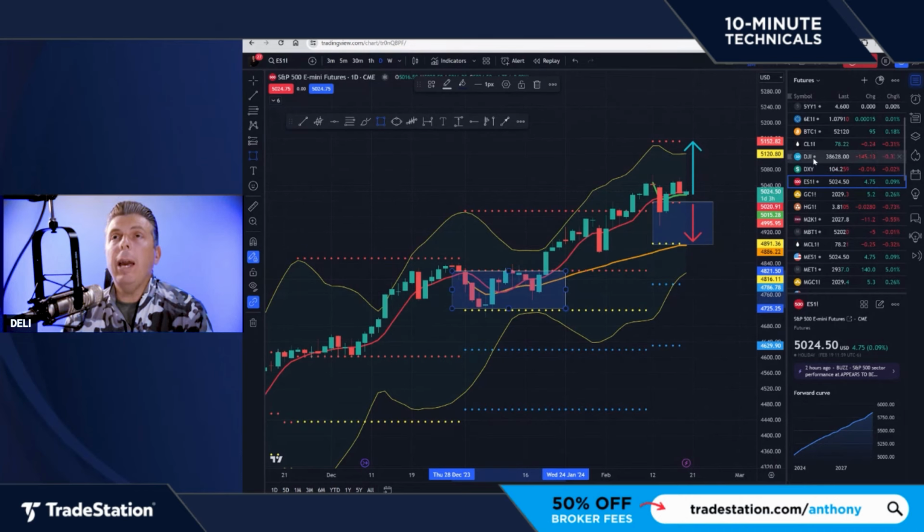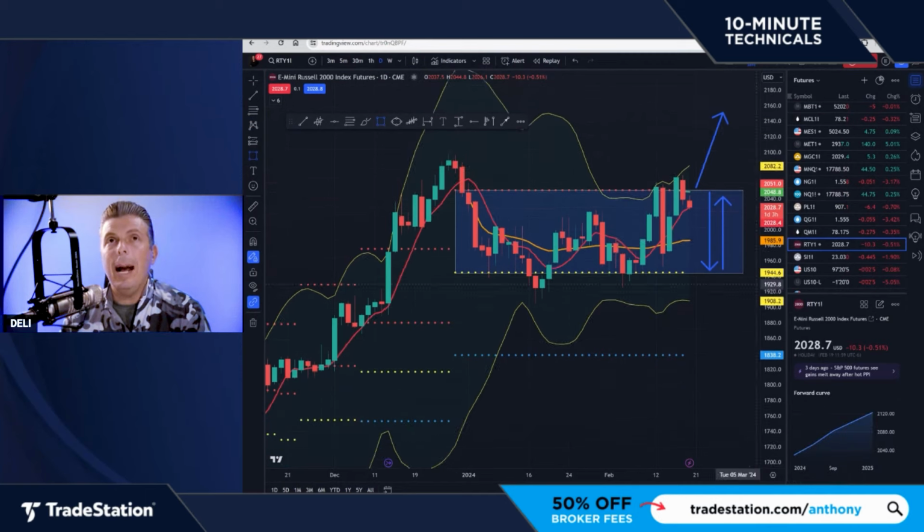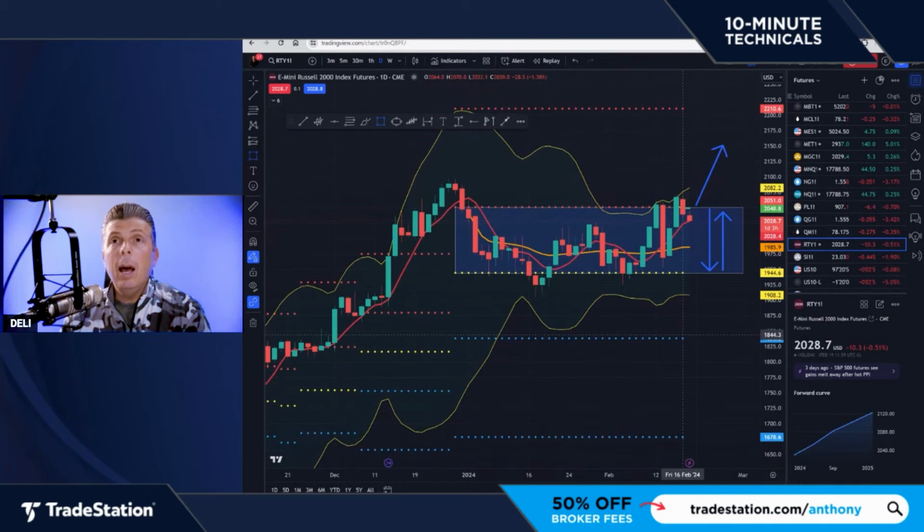Next, let's take a look at the RTY. And this is where it gets really interesting for me because this market, I just think, is a total chop fest. I've been putting in my Discord, it's a big no trade for me right now. Look at this. We're in that boxed out area that I've had on my chart since the beginning of the year. And you can see I have an arrow down and an arrow up.